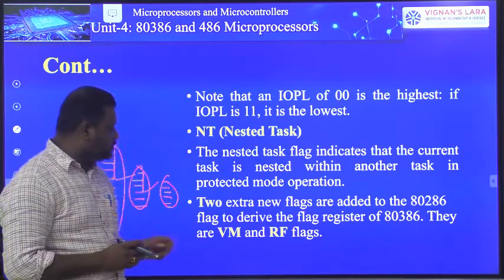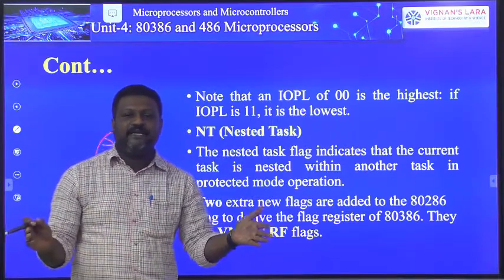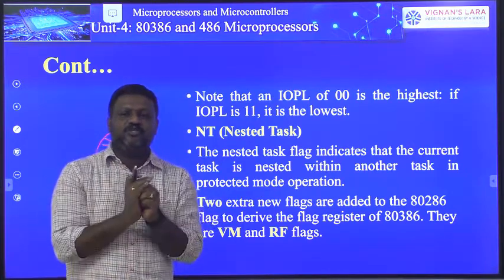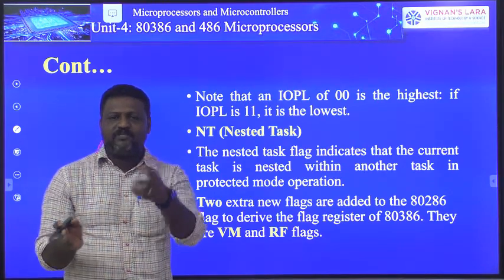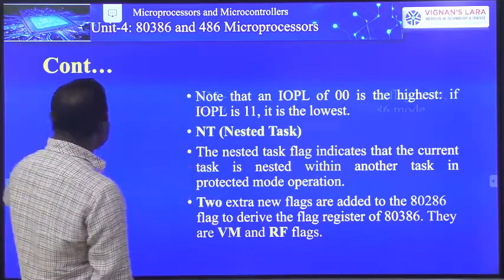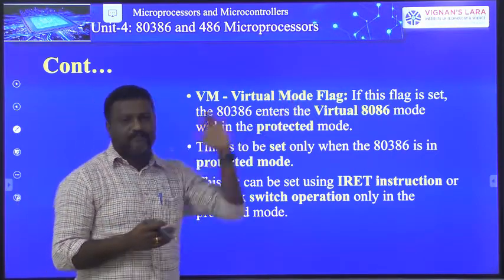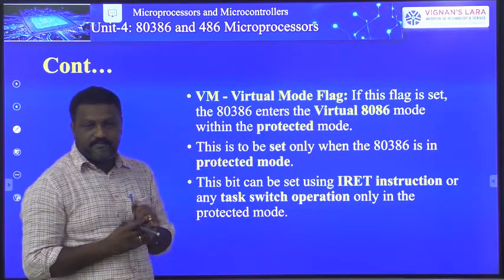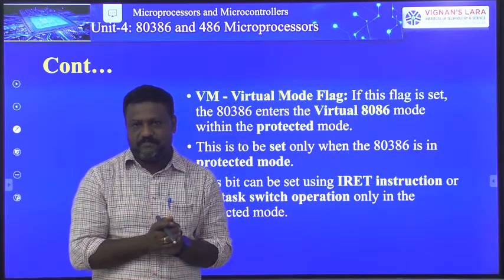And the next important thing is that 2 extra new flags are added to 80286, and then you get the 80386 flag register. I repeat: by adding 3 new flags to 8086, you get the 286 flag register, and by adding 2 new flags to 80286, you get the 80386 flag register. What are those newly added flags? The first one is VM, that means virtual mode flag. Basically, when this flag is set to 1, then 80386 enters into virtual 86 mode of operation.